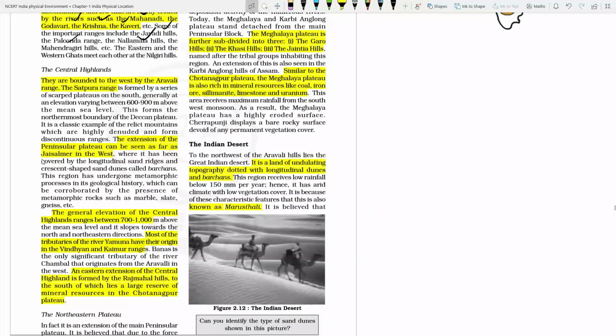You can see they are bounded by the Aravalli on the western side. Means you can see here, this area is bounded by this Aravalli. On the southern side it is bounded by Satpura range. Fine? It is having elevation of 600 to 900 meter roughly. Its extension reaches to the Jaisalmer, means near to Rajasthan it is approaching, on the western portion of the Rajasthan, we can say. Where we can see the sand dunes, which is also called the Barchans.